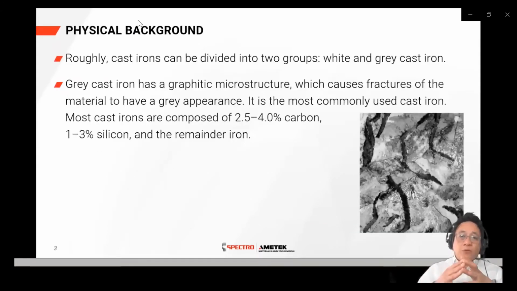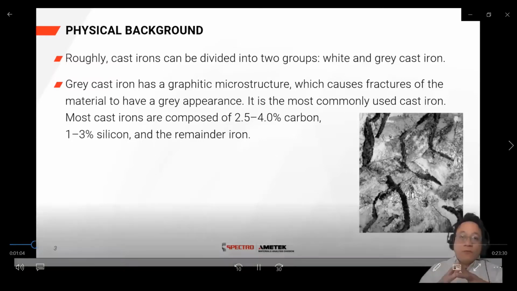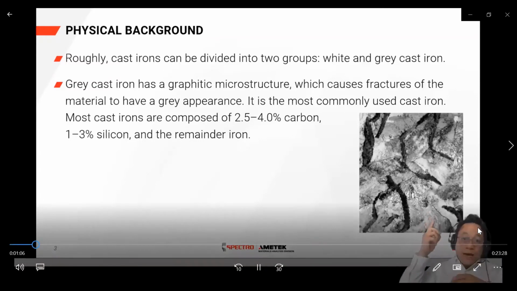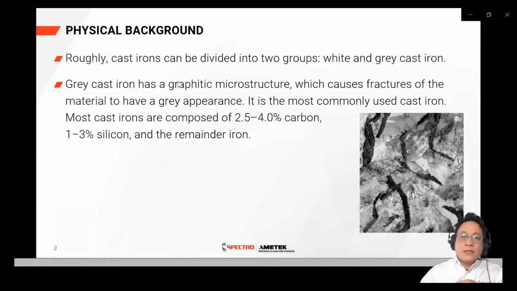Cast iron can roughly be separated into two groups, either white cast iron or gray cast iron. The most common cast iron is gray cast iron. It mainly has around 2.5 to 4% of carbon and 1 to 3% of silicon, the remainder of course being iron. Due to the graphitic microstructure, the fractures of the material have a gray appearance. Therefore, it's called gray cast iron. Its metal structure evolves due to a slower cooling process.